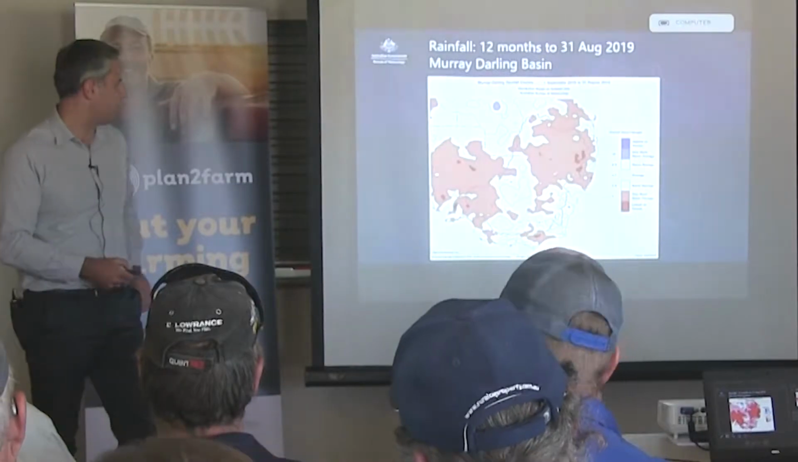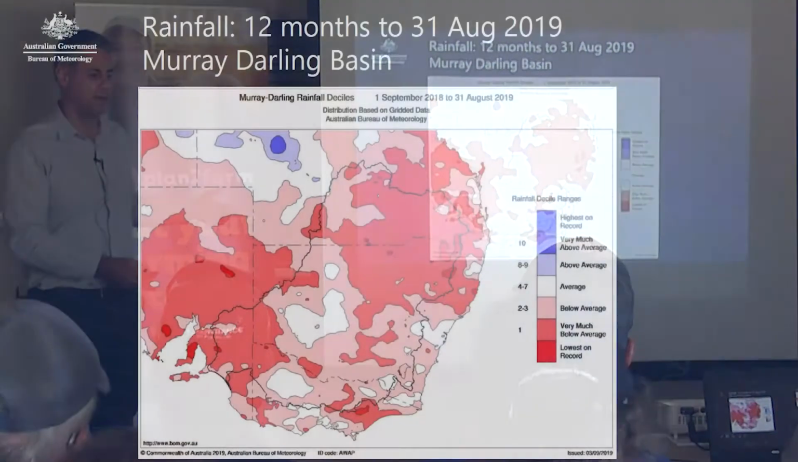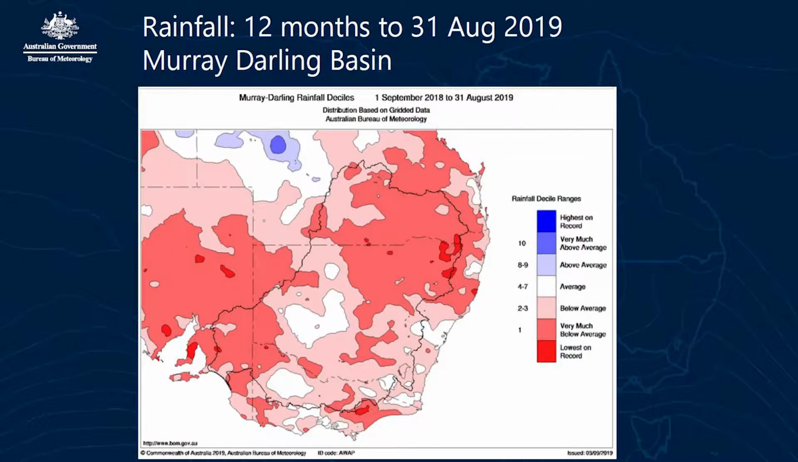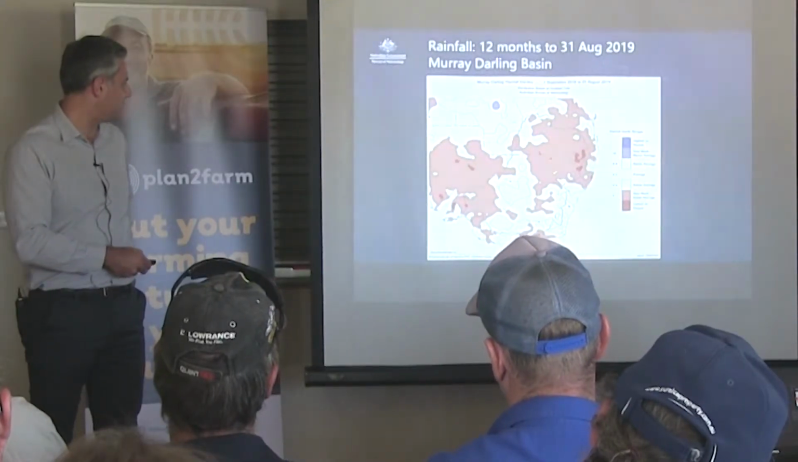I'll start by going over the current state where we are now. So looking back, recent conditions. So the previous 12 months to the end of this August, rainfall data. The red basically means low, very much below average across the Murray-Darling there.